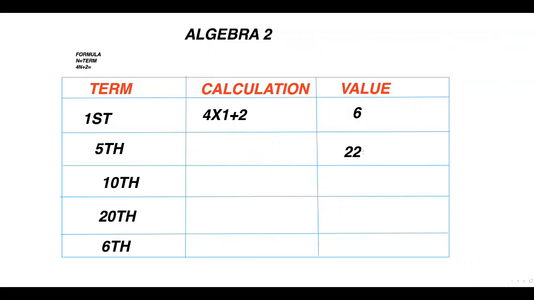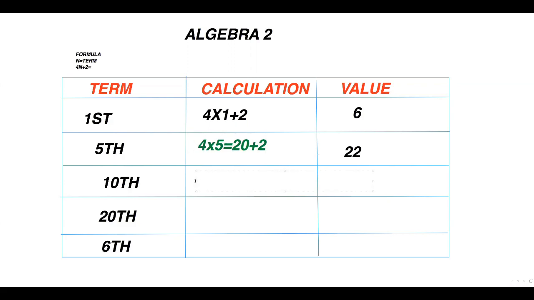Now we got the value 22. So we want to know, how did they get 22? We know that we need to do 4 times 5, which is 20, and then we do plus 2, which should give us 22. So this is how we do our calculations. We use this formula and we do the same.